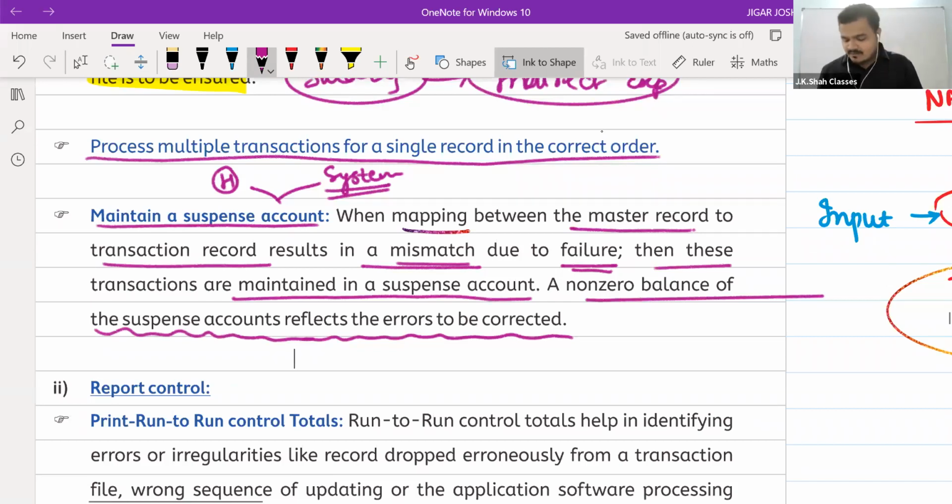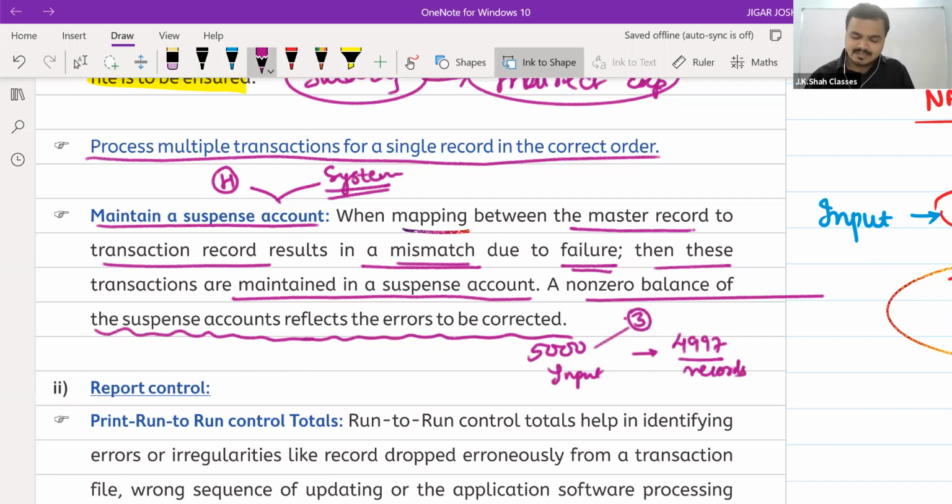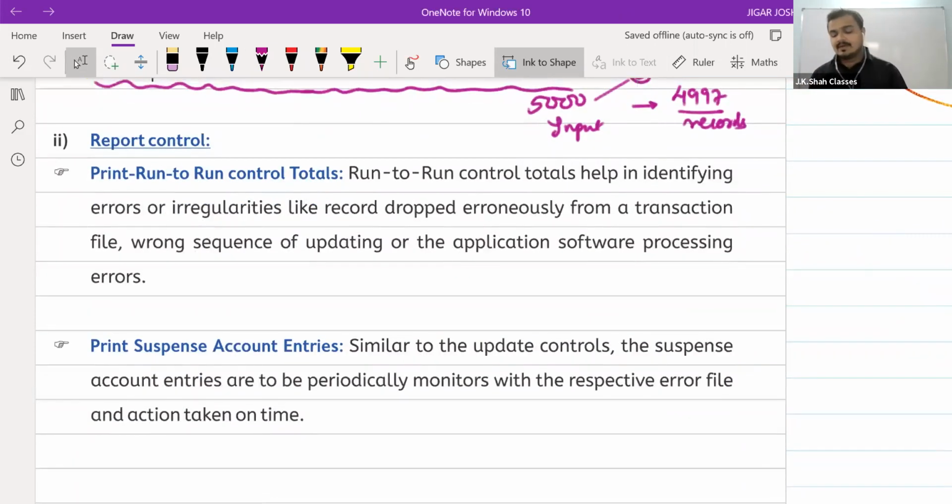But suppose, my dear chartered, when you entered into the system, 5,000 transaction as input. Okay. But the output has disclosed only 4,997 records. That means what, sir? That means 3 transactions are showing the balance of what? Suspense account. Then, sir, there are some errors in these 3 transactions. We really need to understand these 3 important errors and rectify the same. Understood, my dear chartered? Say yes or no, people. Yes, sir. 100%.